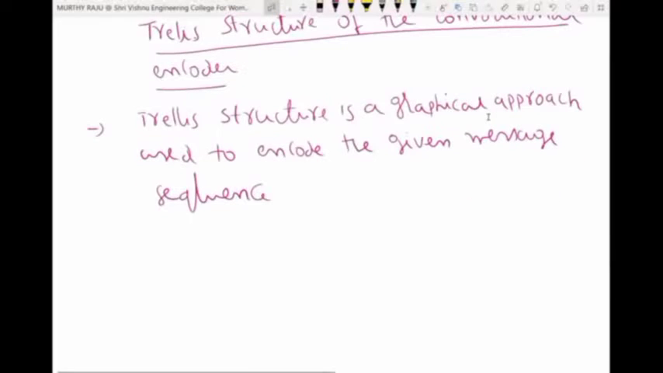Second point here is, all of you must know the code tree analysis before I explain the concept of the trellis structure. Code tree is also a graphical approach used to encode the given message sequence. With the help of that code tree, we will see how to design the trellis structure.